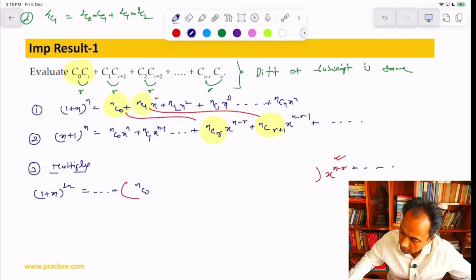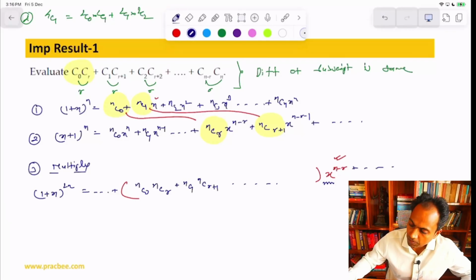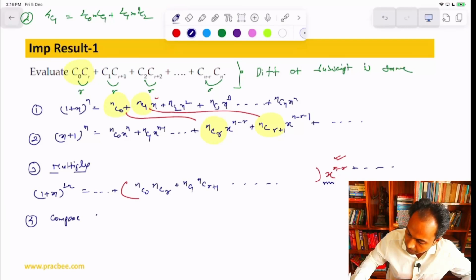But if I look into this particular term that is getting generated, if I multiply nC0 with nCr, nC1 with nC(r+1), the coefficient of that is x raised to the power n minus r. This is very crucial thing to observe. Why? Because the coefficient of x raised to the power n minus r is going to be same. Now we are going to compare coefficients on both sides. Coefficient of x raised to the power n minus r in (1 + x) raised to the power 2n. This is going to be 2nC(n minus r). You can see that this becomes the answer to this question.